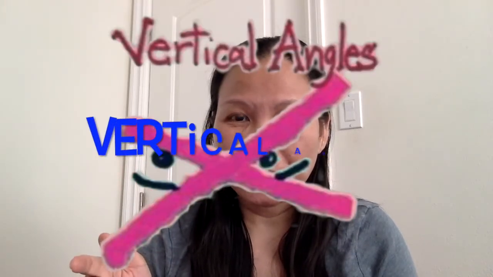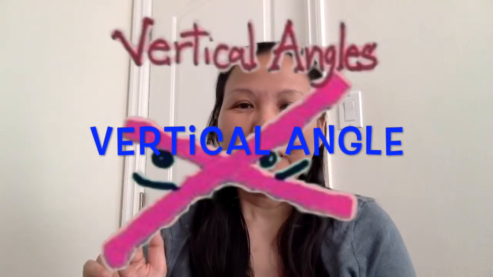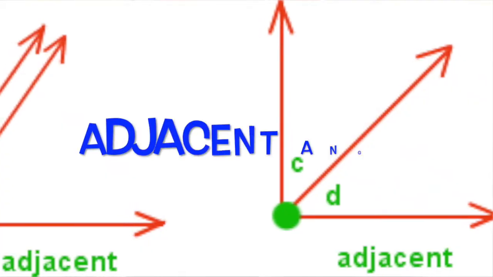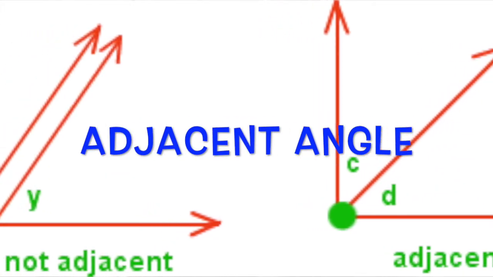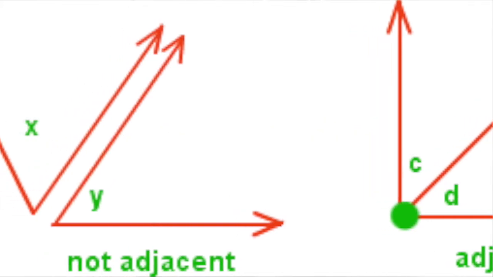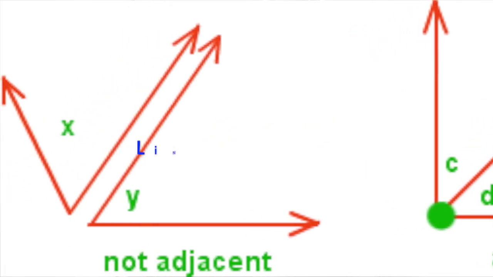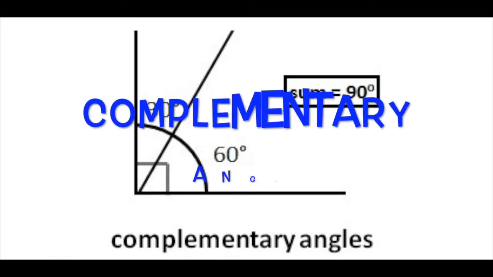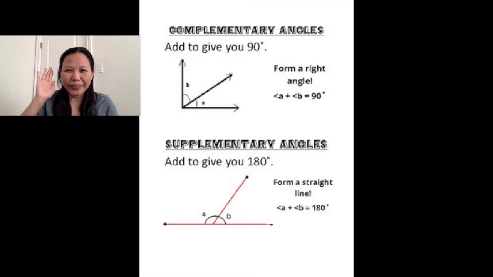Let's hear you say it. Vertical angle. Very good. Adjacent angle. Non-adjacent angle. Non-adjacent. Linear pair. Good job. Complementary angle. Good. Supplementary angle.